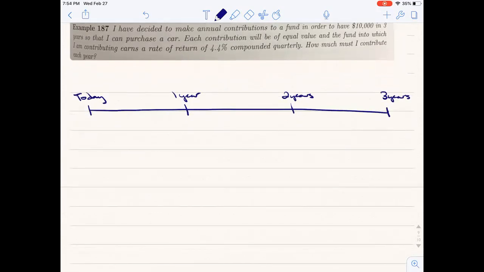So I'm going to assume that we're making a contribution today. It's not clear from the question, but I'm going to say that that's what we're doing. So X, remember these are equivalent payments, but we don't know how much they are. All we know is, they have to add up to $10,000 at 3 years. Right? And so we've got a payment here at 2 years and a payment at 3 years.